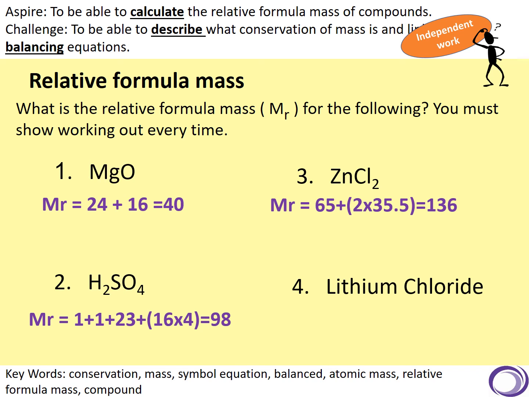Lithium chloride, if lithium is in group 1, it makes a +1 ion, and chloride is in group 7, so it makes a -1 ion. So therefore the formula for lithium chloride is simply LiCl. Therefore, when we look at its molecular mass, it's simply 7 plus 35.5 comes out as 42.5. And hopefully you've managed to get those sorted.